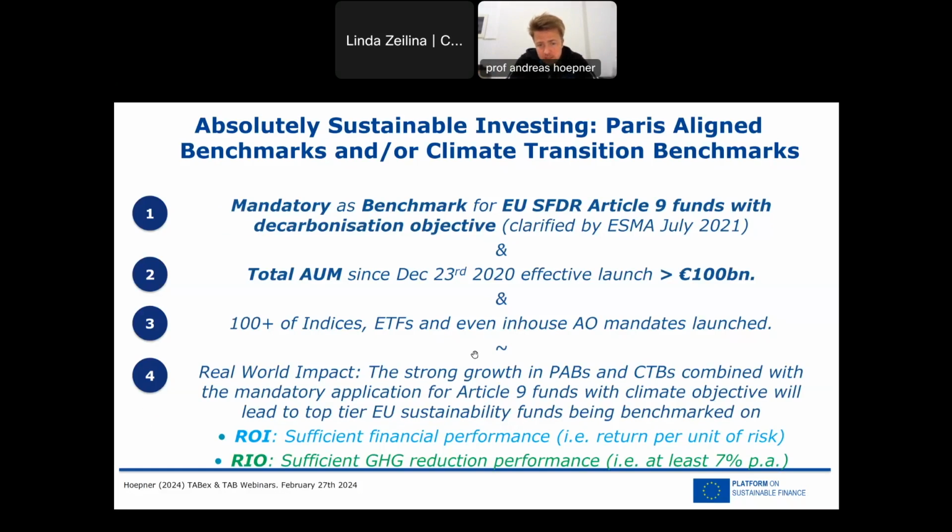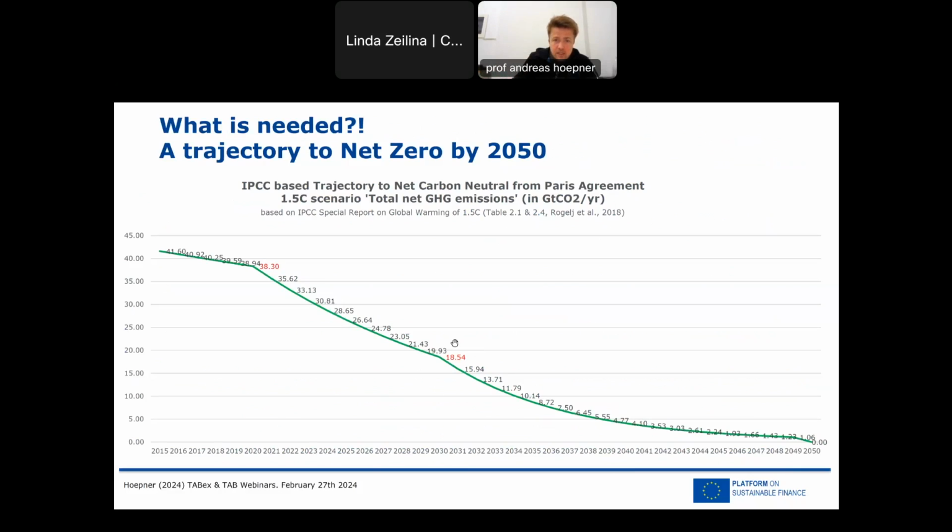And pretty much, what PABs and CTBs are currently delivering is a sufficient financial performance in terms of return on investment, return per unit of risk, and a sufficient greenhouse gas reduction in terms of real impact outcomes. So both the ROI as well as the RIO is particularly good, or at least decent. What are we targeting? We're targeting, from the IPCC special report, the 1.5-degree trajectory going down to net zero by 2050. And that's very much the reason this particular curve here is 7% year on year. That's where the actual number comes from.